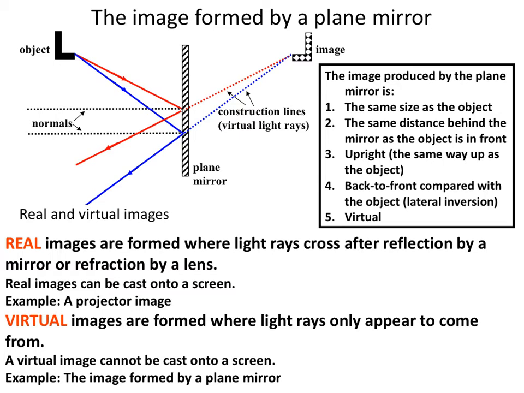Just to clarify a few things, real images are formed where the actual light rays cross, so you can project it onto something. So real images can be cast onto a screen. An example of that is a projector image. Whereas virtual images are formed when light rays only appear to come from somewhere. So they're not real. It's where we see the light rays coming from when they come off something like a mirror or through a lens, but it's not actually where the image is. And examples of that include images by a plane mirror.